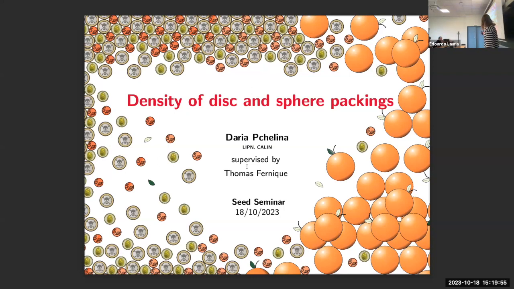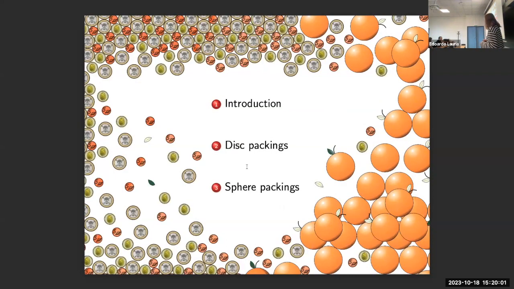Hi. So indeed, I will talk about the density of disk and sphere packings. We'll start with a simple introduction to the topic, really simple. Then we will continue by talking about disk packings in 2D, and we'll conclude with sphere packings in 3D.